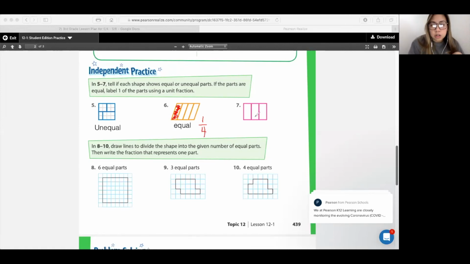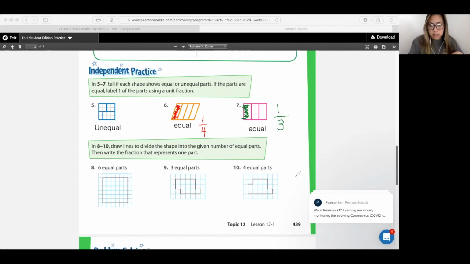Okay, and then moving on to 7, we have 1, 2, 3 shapes, and they look equal. So we can go ahead and type equal. And then if we were to color in one shape, let's go dark green. It doesn't matter which one you color, you guys. You can color the middle one if you want. We colored in 1, and then there are 1, 2, 3 shapes. So we colored in 1/3. Woohoo!